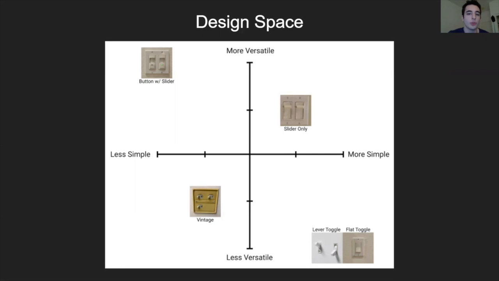So we chose the 5 most distinct switches that we ran into during our interviews and ranked each based on their simplicity and versatility. We found that the switch that only contains the slider ranks the highest overall in the design space because, unlike the other switches shown here, it ranks high in both simplicity and versatility. This is important because we concluded that the ideal light switch should be designed in such a way that ranks it high in both simplicity and versatility.